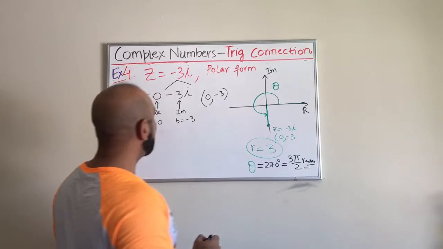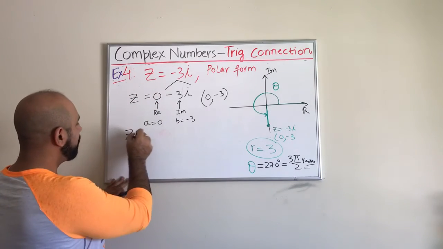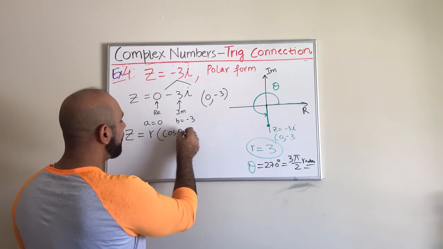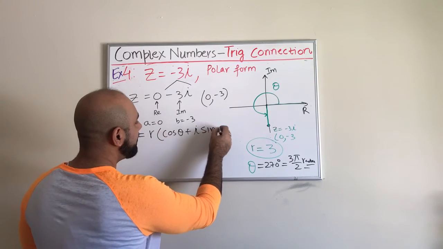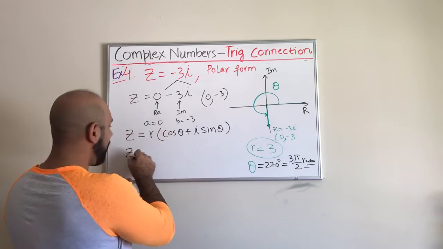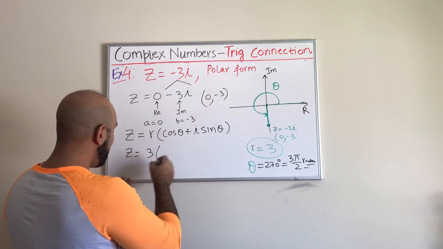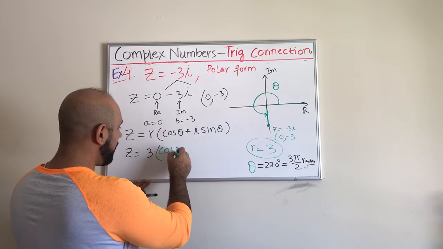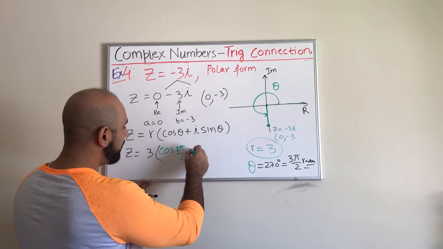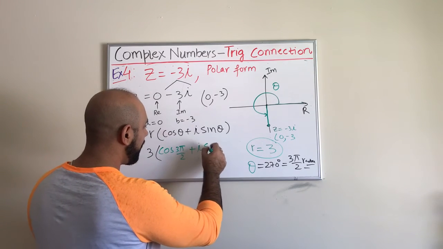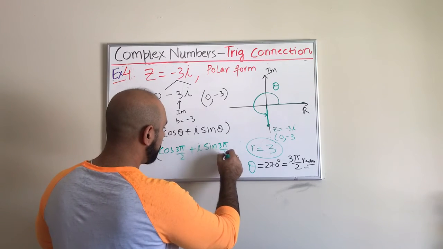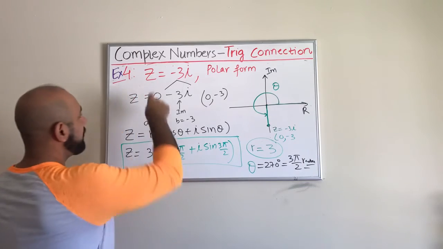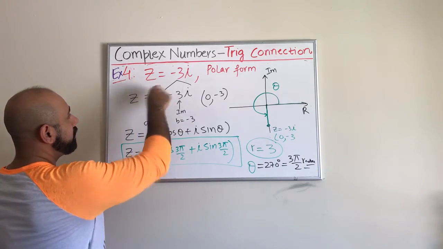And then if we have to write the polar form, first of all, I'm going to write the general way of writing the polar form. It's r times cosine of theta plus i times sine of theta. And then from here we have r equals 3, right? And then cosine of theta, so cosine of 3 pi over 2. This time I'm writing with radians, and then i times sine of 3 pi over 2. Guys, this is the trig form or the polar form for the complex number z equals negative 3i.